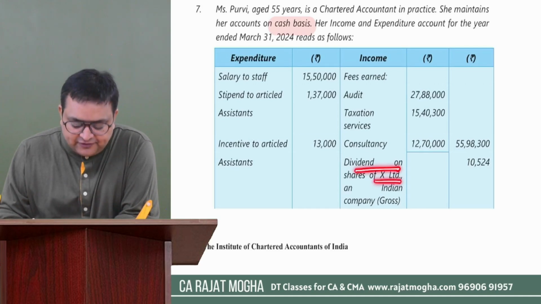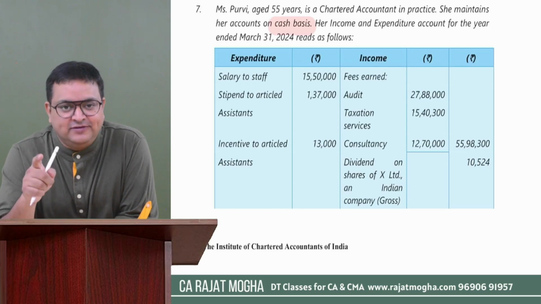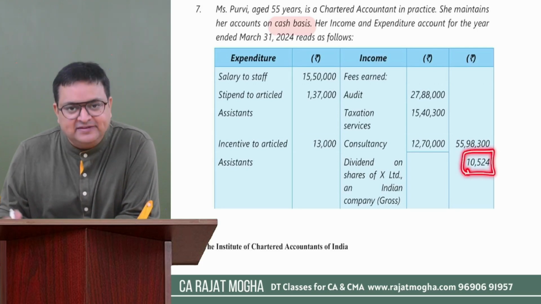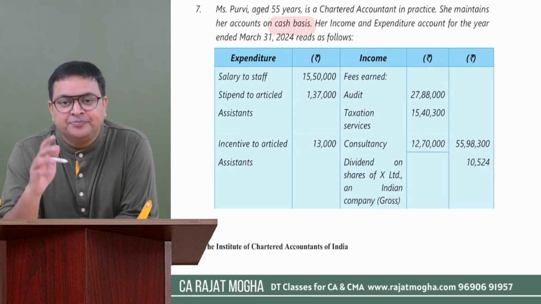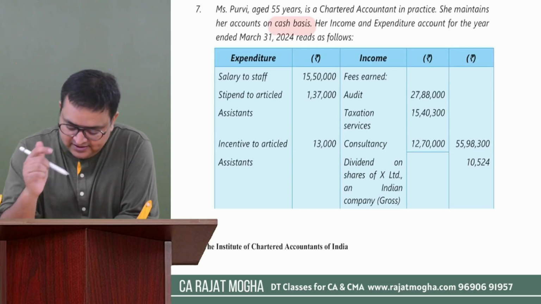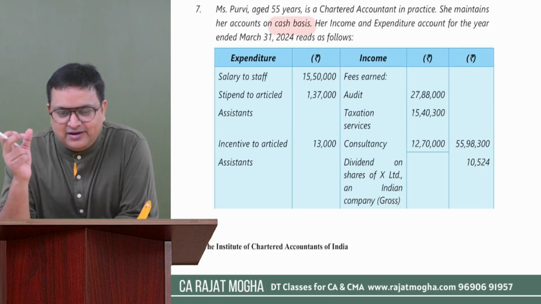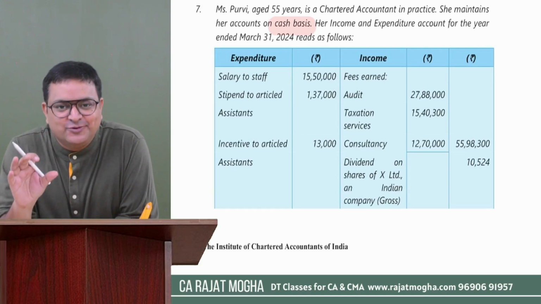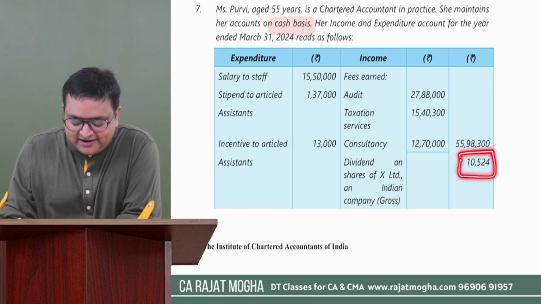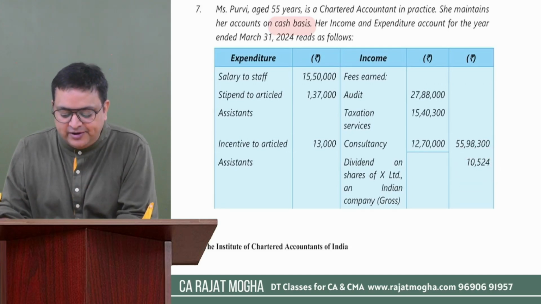Dividend on shares of X Limited. You understand that dividend is IFOS income. So whatever is there in the P&L account, please take it out while computing your PGBP and take it to your IFOS, and it should be taken at the gross level. Here it is mentioned as gross, so we have saved a bit on the mathematics portion. We don't have to do that mathematics. So we will take it away from here while computing PGBP, and we will take it to IFOS: 10,524.